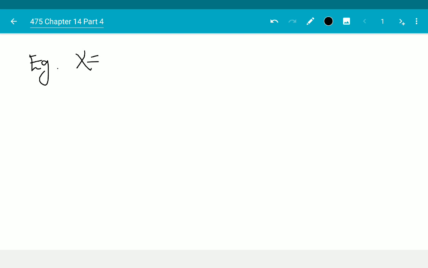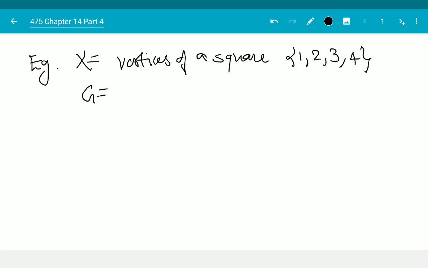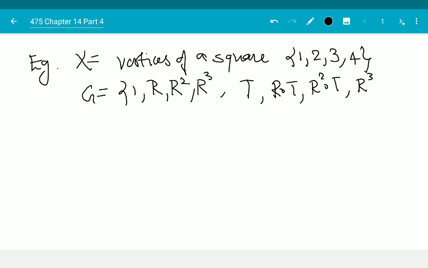X is equal to, again, the vertices of a square, not a rectangle, a square, which we will denote 1, 2, 3, 4, and my group G is 1, r, r squared, r cubed, tau, the reflection, r composed with tau, r squared composed with tau, and r cubed composed with tau, right? Let us assume that we have the same thing.